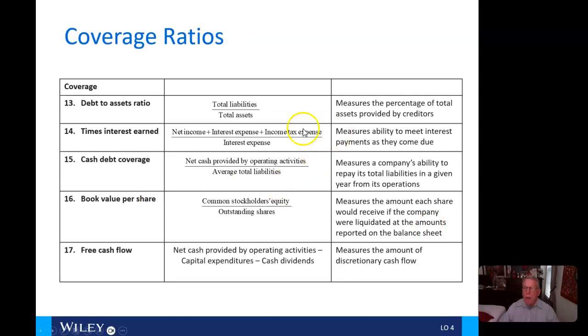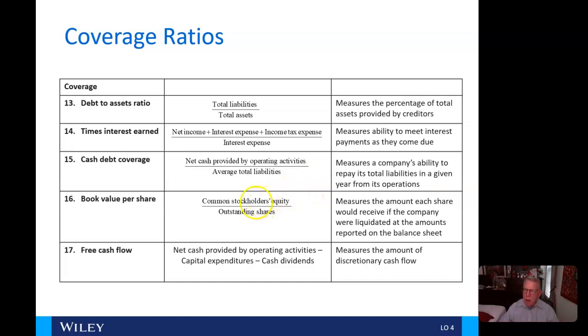Okay, coverage ratio. We have our debt to assets ratio here, and that measures the percentage of total assets provided by creditors. Times interest earned, this particular one is loved by the bank. This tells you how many times you can pay back your interest expense with your operating earnings here, which is basically net income added back your interest expense and your income tax expense. And then our cash debt coverage ratio, we're going to take our net cash provided this time by operating activities, divide that by average total liabilities. That's going to measure the company's ability to repay its total liabilities in a given year from its operations.